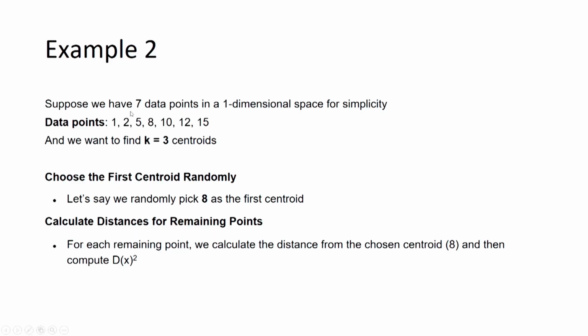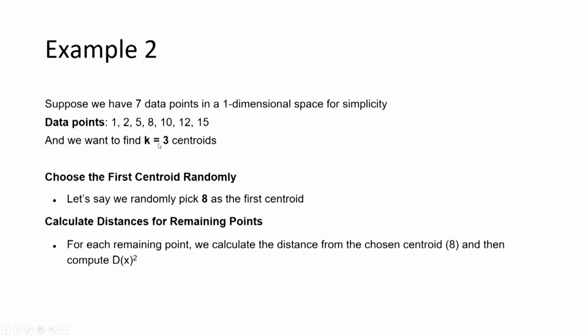It will be more clear how we can select the remaining centroids after selecting the first centroid randomly. Suppose here we have 7 data points, and your data set is one dimensional. These are the data points, and we want 3 clusters here. So, we will need to find out 3 centroids.